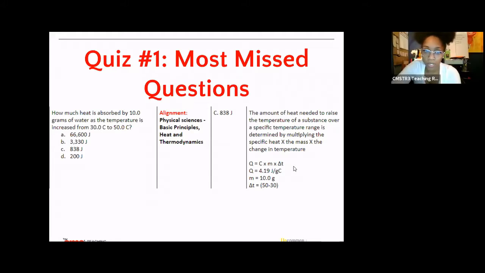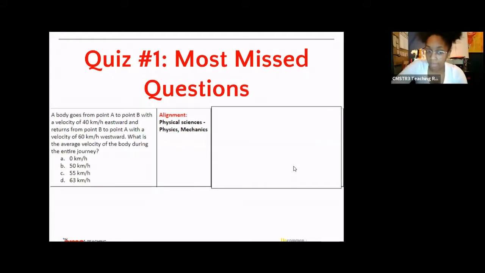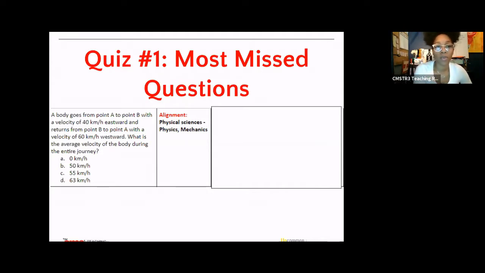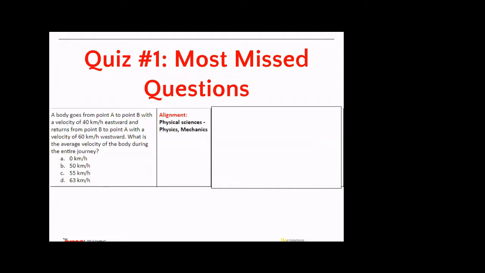Second most missed question is this one. This one we kind of started talking about yesterday. So it says a body goes from point A to point B with a velocity of 4 kilometers per hour eastward and returns from point B to point A with a velocity of 60 kilometers per hour westward. What is the average velocity of the body during the entire journey?